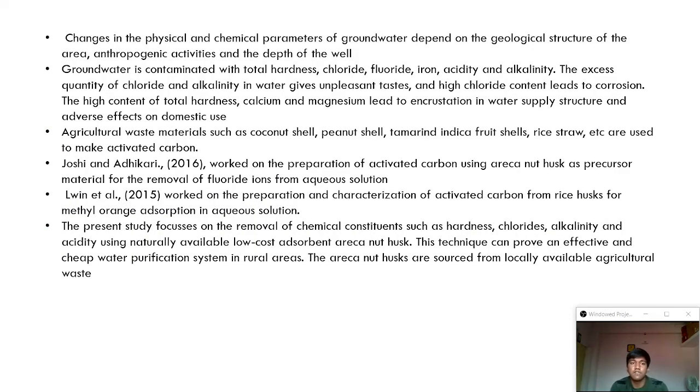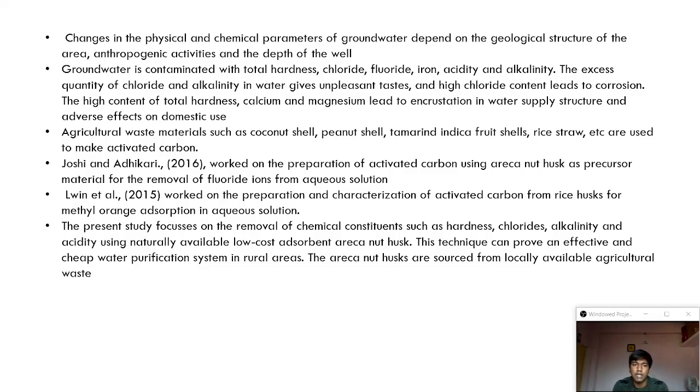The changes in physical and chemical parameters of groundwater depend on the geological structure of the area, anthropogenic activities, and the depth of the well. Geological structure of the area means plains, mountains, deserts, and all these factors. In deserts, wells are usually dug way deeper than they are in plains. So that is an example.